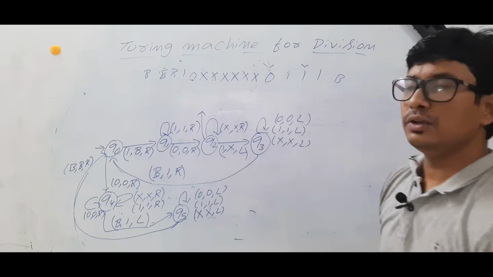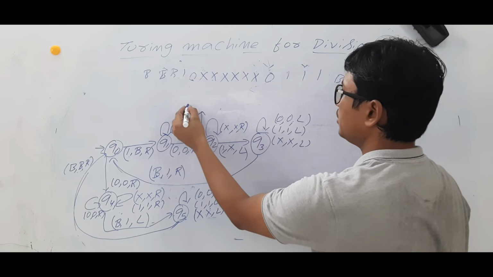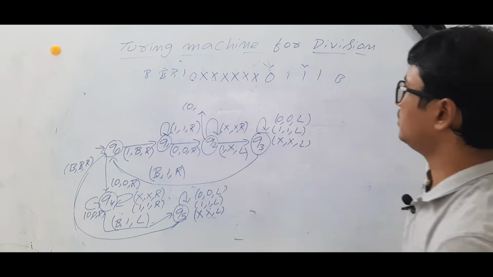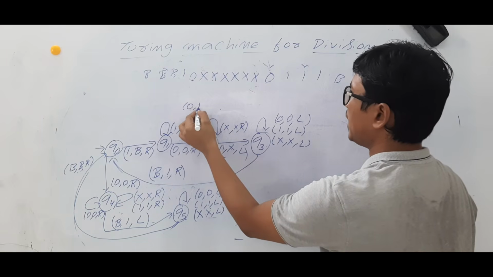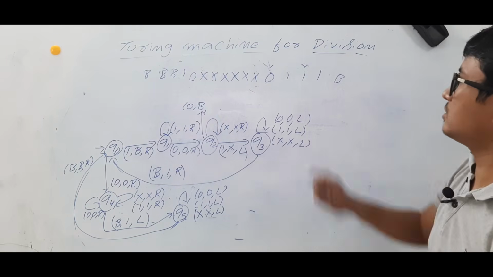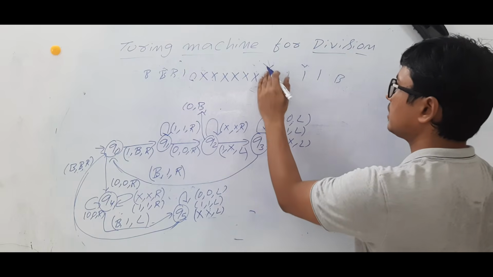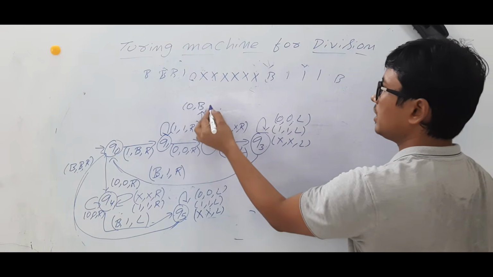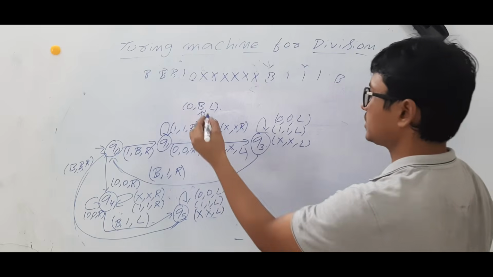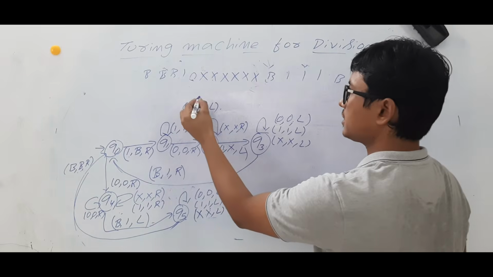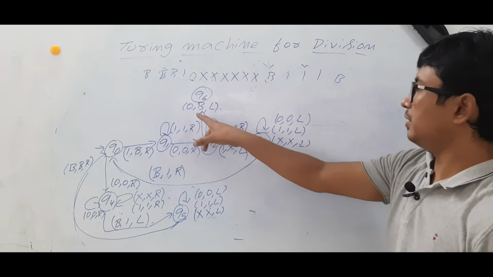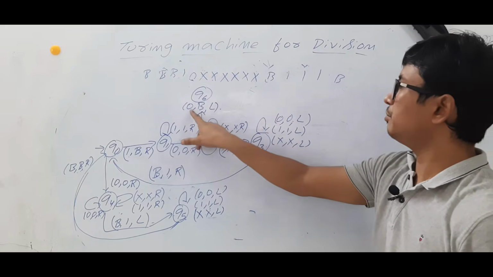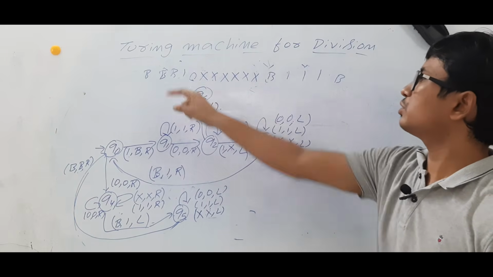So if you get a 0, make it as blank, move to the left and reach a state called Q6. You are at the 0, you modified it as a blank, move to the left.